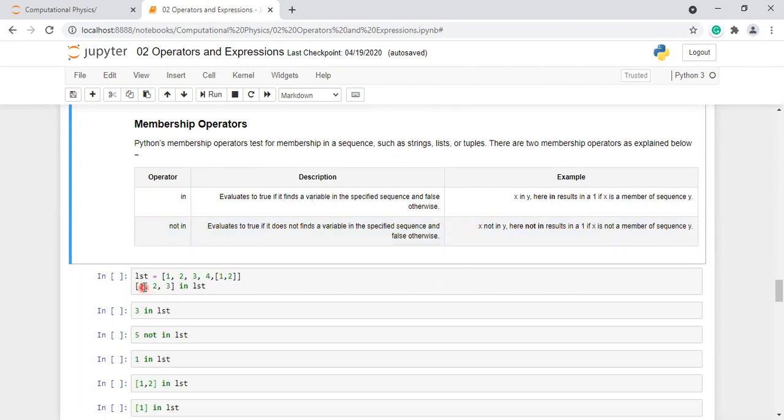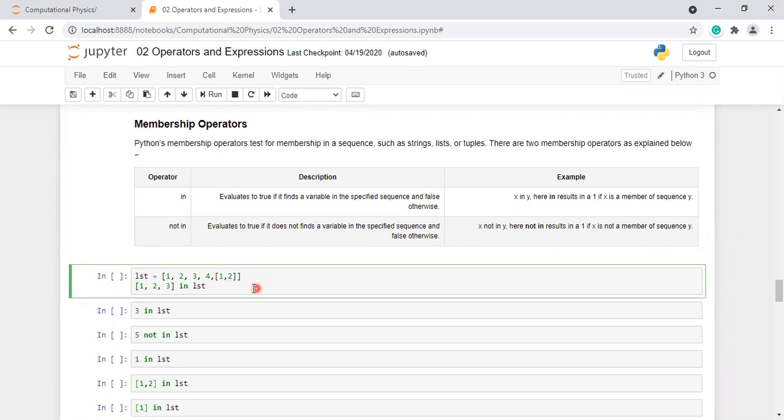Example. Here we have a list called lst, and in the list we have 1, 2, 3, 4. The elements of a list can be any type. Number or string, even another list. So in this list, 1 is an integer, 2 is an integer, 3 is an integer, 4 is an integer, and we also have a sample list.